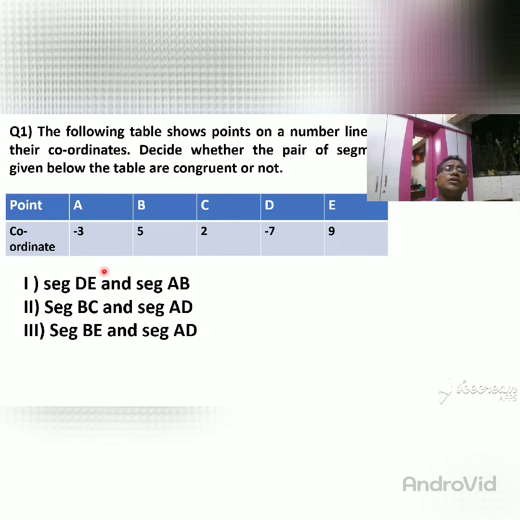Then we will find out the distance of segment AD. A coordinate is minus 3 and D coordinate is minus 7. So you are comparing which is the greater. I already explained to you that when you see negative numbers, the number that looks small is bigger, and the number that looks bigger is smaller.